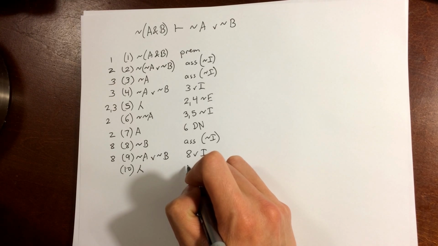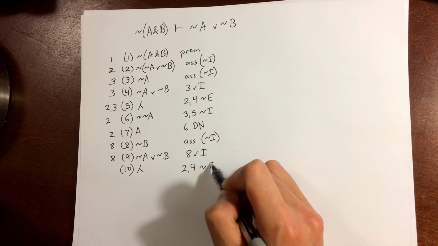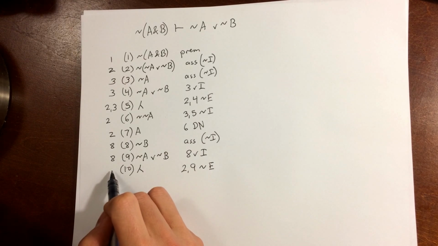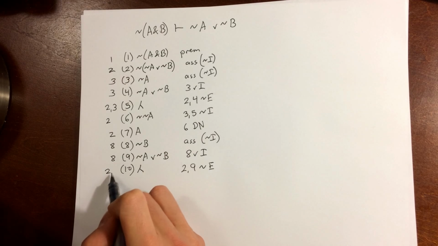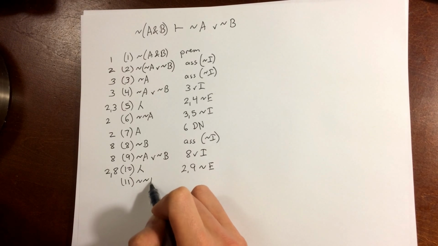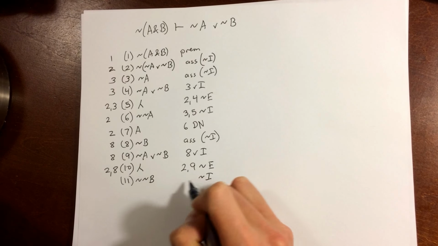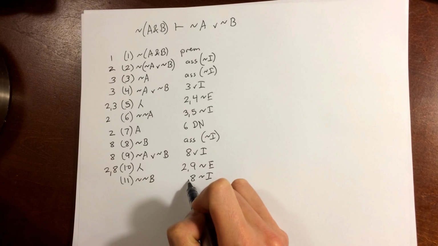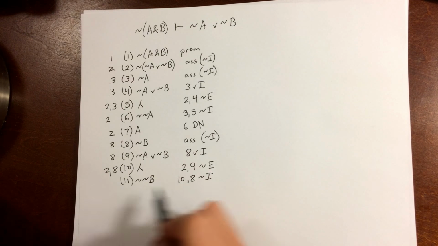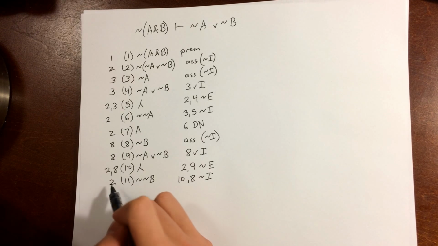Okay, where was I? Okay, 2 and 9, negation elimination. 2 and 9 is 2 and 8. So on the next line we negate B. So that's negation intro, 10 and 8, 8 and 10. That's okay. And so we discharge 8 here, and so it should be just 2.